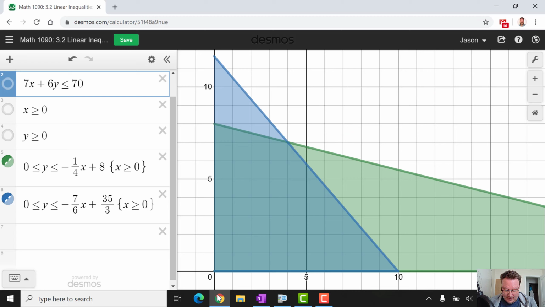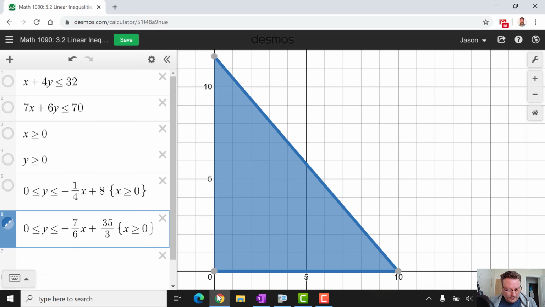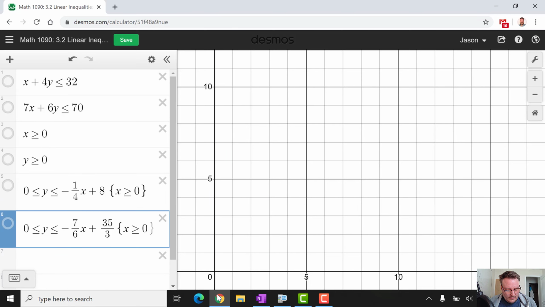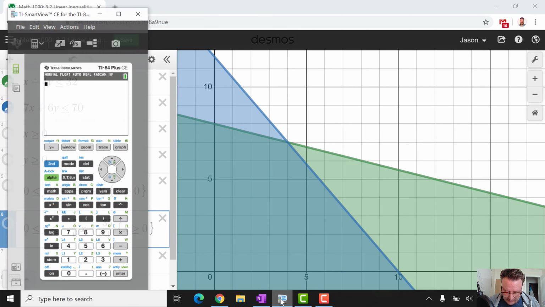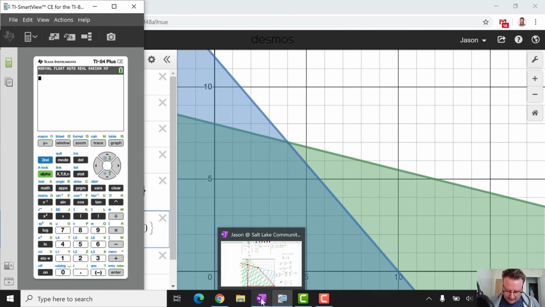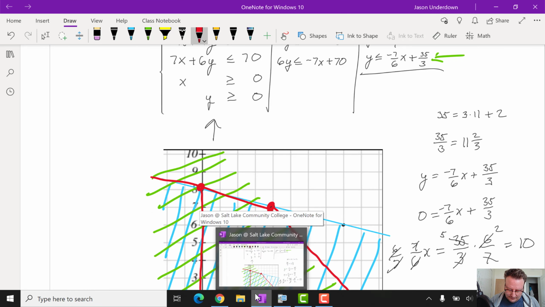Okay. So this is how you can use Desmos to graph inequalities nicely. Of course, just doing this is probably sufficient as well. Okay. How do you do this with your calculator, though? Okay, let's take a look at that.